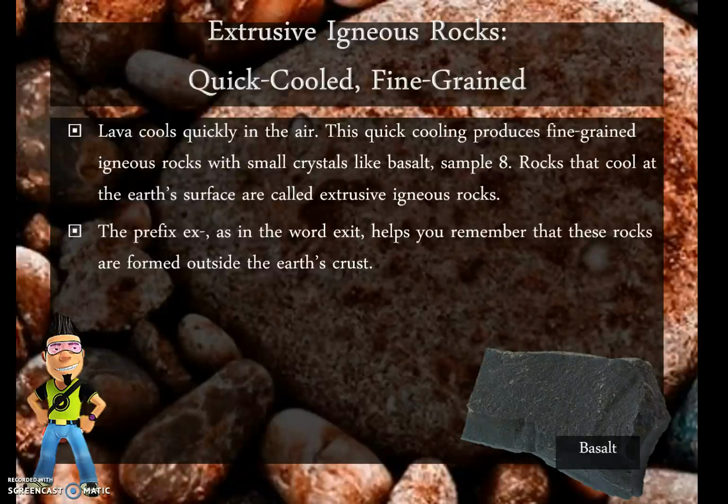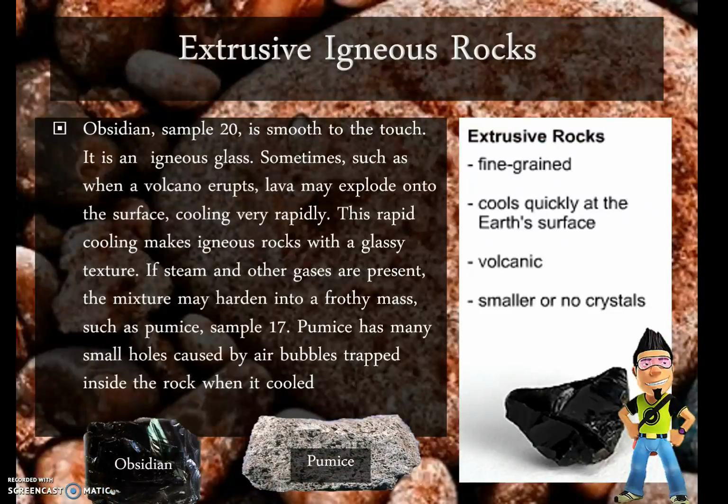The prefix ex, as in the word exit, will help you remember that these rocks formed outside the Earth's crust once that magma exited the Earth and turned into lava, and then cooled into igneous rock. So here's some examples of extrusive igneous rock. Another one in your rock kit is obsidian, sample 20, that you can see down here. It is smooth to the touch because that's how quickly those crystals formed.